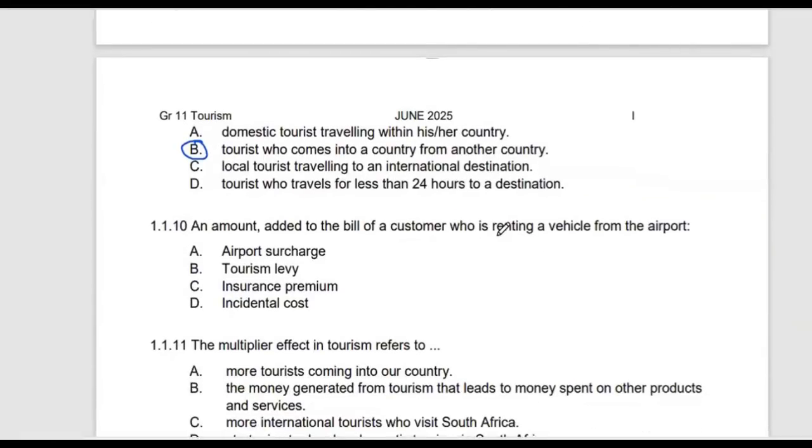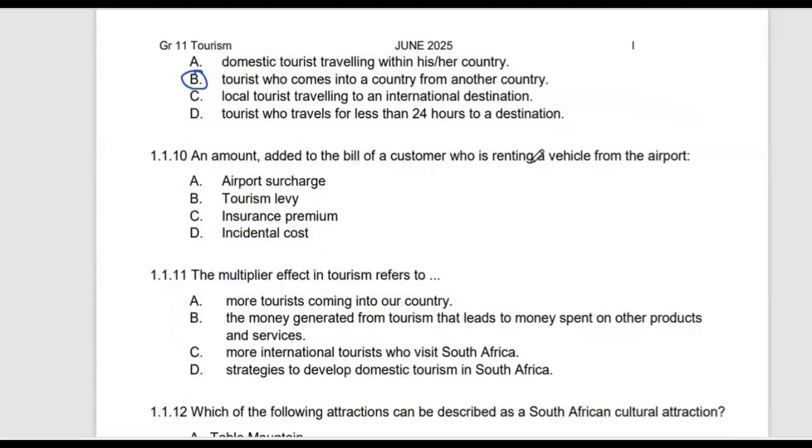Then an amount added to the bill of a customer who is renting a vehicle from the airport. It is known as the airport surcharge. That is the extra amount which you are charged, or which is added to the bill of a customer who is renting a vehicle from the airport.